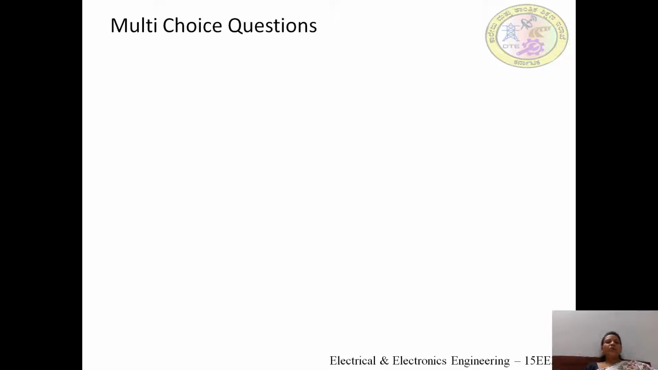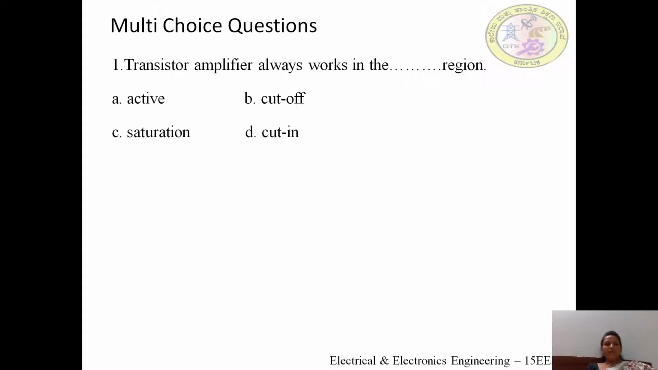Let's look into a few multiple-choice questions related to the session. The first question is, a transistor amplifier always works in the dash region. When a transistor has to be operated as an amplifier, which region must it work in? Let's look into the options: active, cutoff, saturation, and the fourth option is cut-in. The right answer is active region. It has to work in the active region in order to operate as an amplifier.